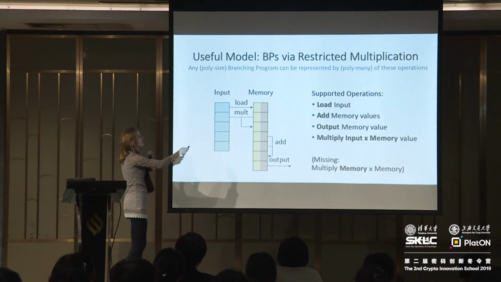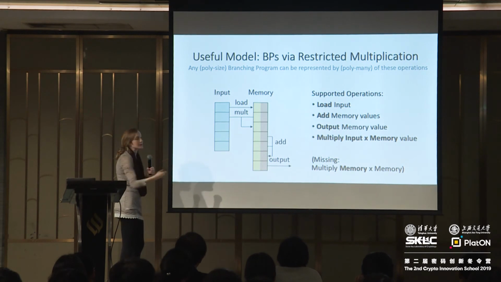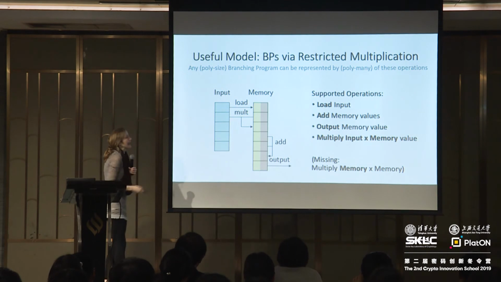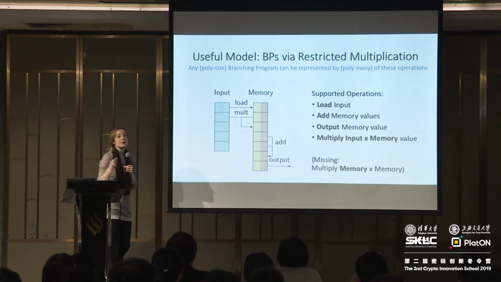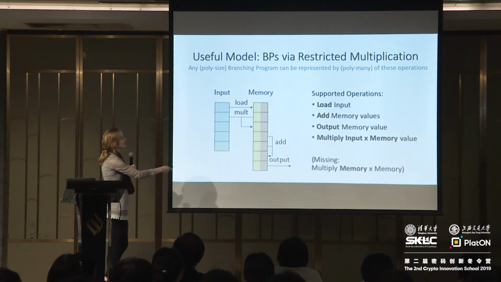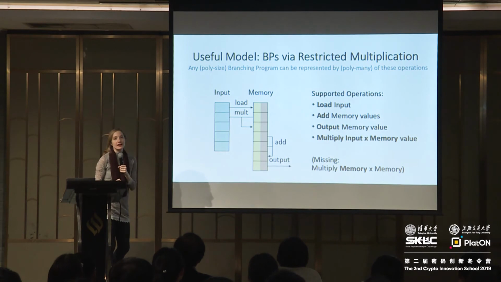For example, I can take an input and load it to memory. If I've got two different memory values, I can add them together. Something that's in the memory I can output. And the interesting one is that I can support homomorphic evaluation of a multiplication, but only if one of the two things being multiplied was an original input value.